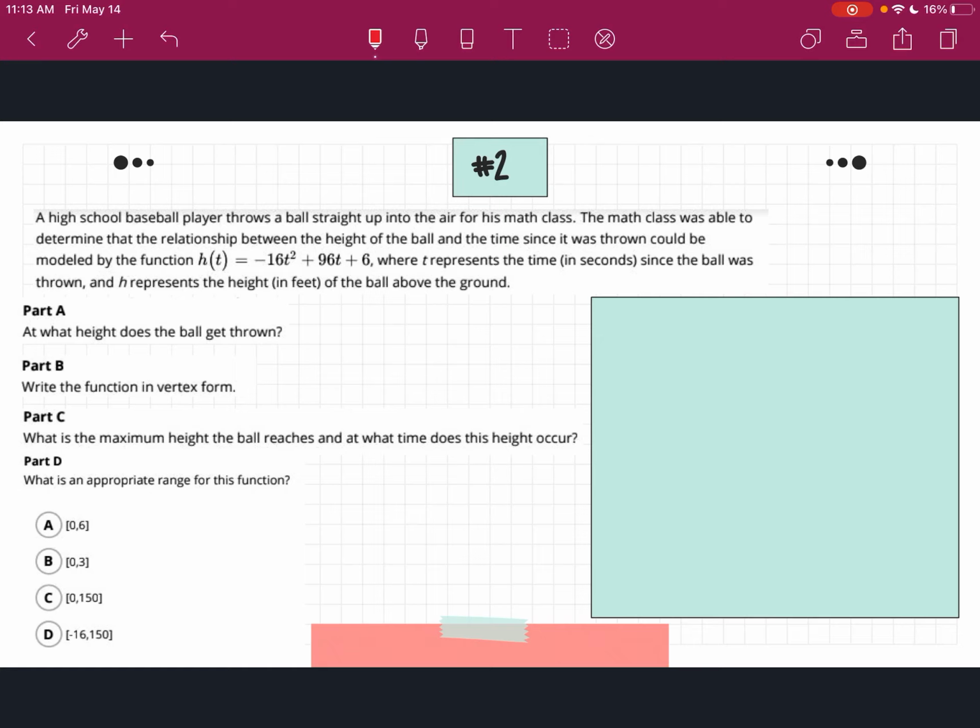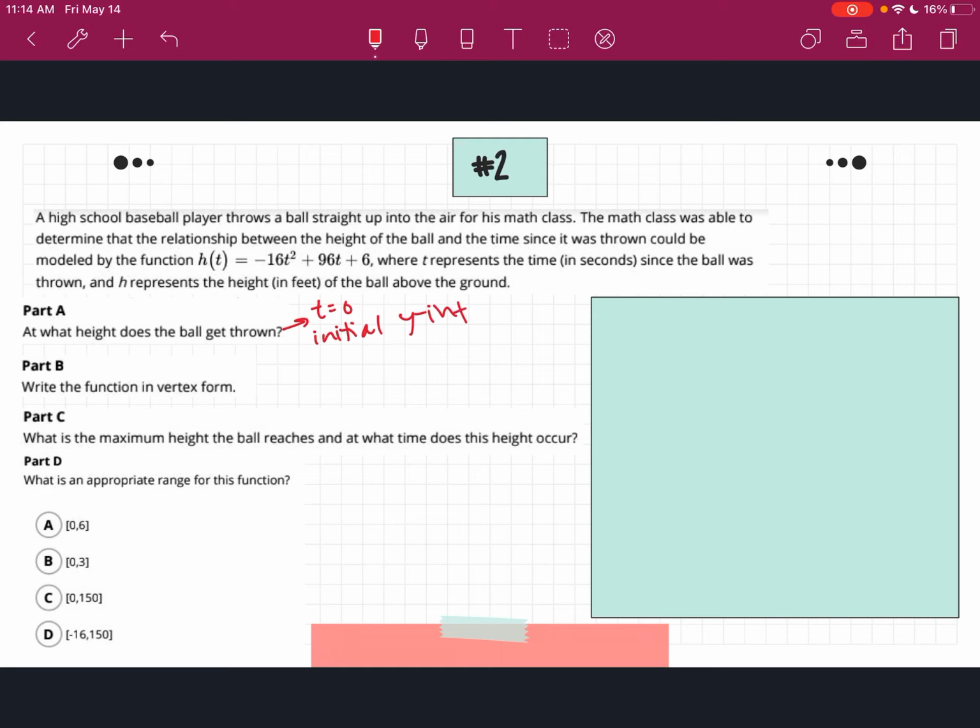Part A, at what height does the ball get thrown? So remember, this would be where time is 0, where we're starting. At what height does it start at? So because we're looking where time is 0, this is our initial value of our function. It's the same as the y-intercept.